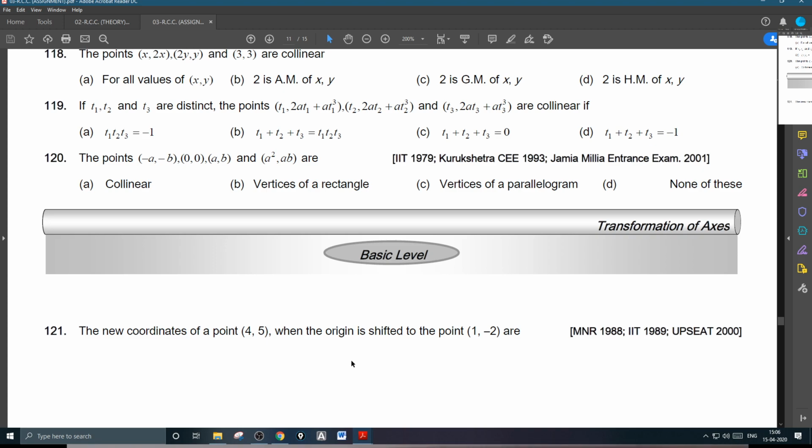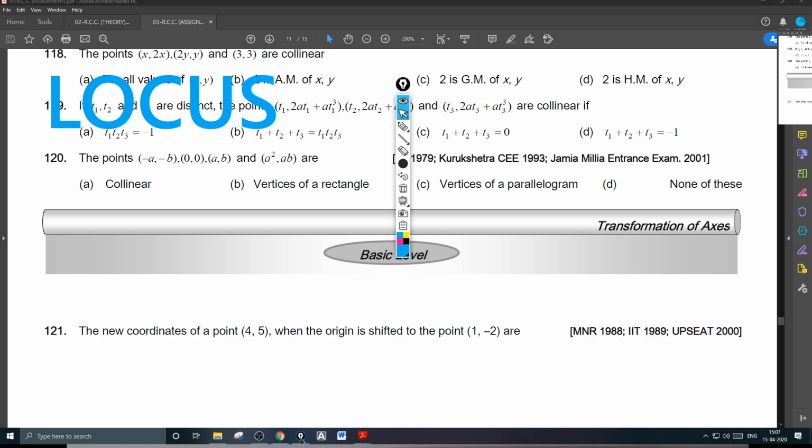The new coordinates of a point 4 comma 5, when the origin is shifted to the point 1 comma 2. Very simple, please. Very simple.